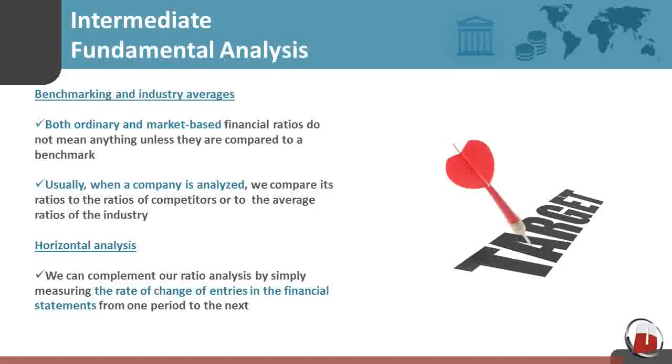Horizontal analysis. We can complement our ratio analysis by simply measuring the rate of change of entries in the financial statements from one period to the next. For example, we can measure how much fixed assets have changed in percentage terms during the last 5 consecutive accounting periods.